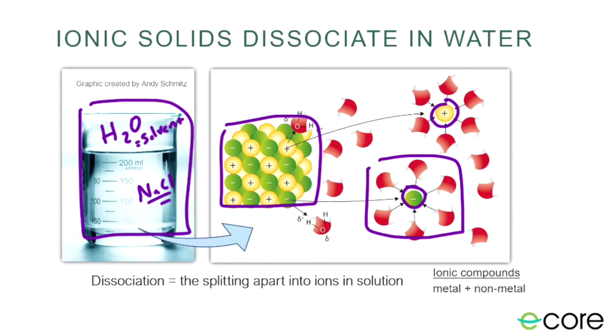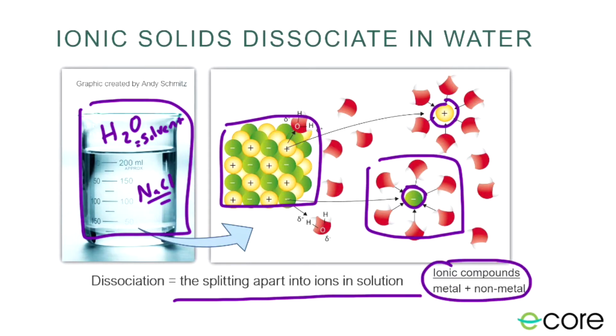That means the number of solute particles doubles. For example, if I put 10 sodium chloride molecules into water, it's going to split apart into 10 sodiums and 10 chlorines, so we'll have a total of 20 solute particles. And that's what dissociation is. It's the splitting apart of our compound into ions in solution. So dissociation doesn't just mean it's dissolved, it means it splits apart. This happens whenever we have an ionic compound, which remember is a metal and a nonmetal.